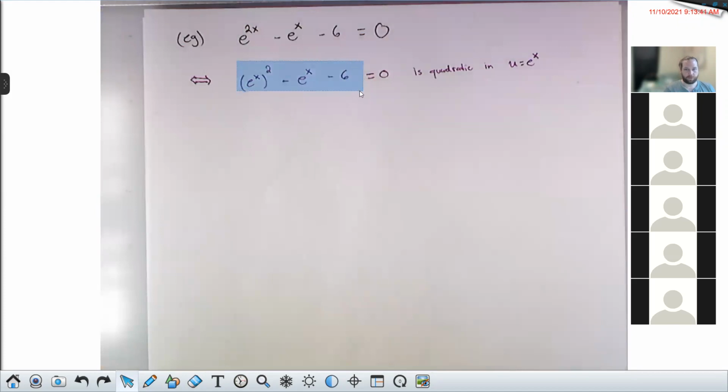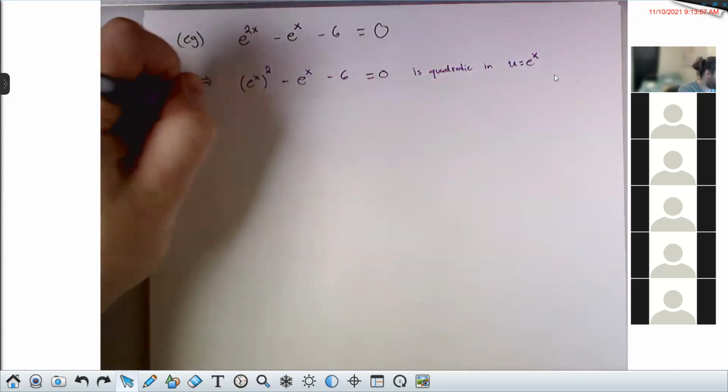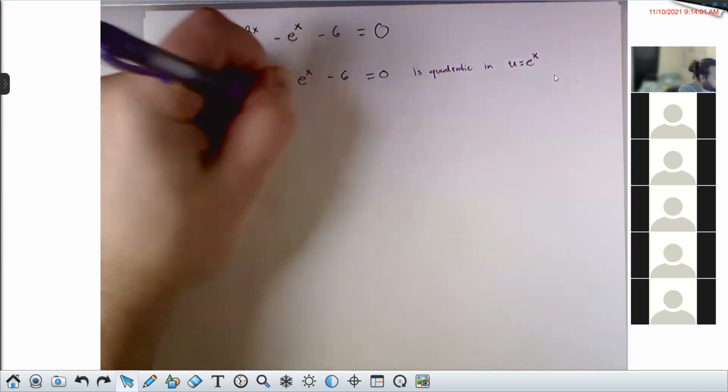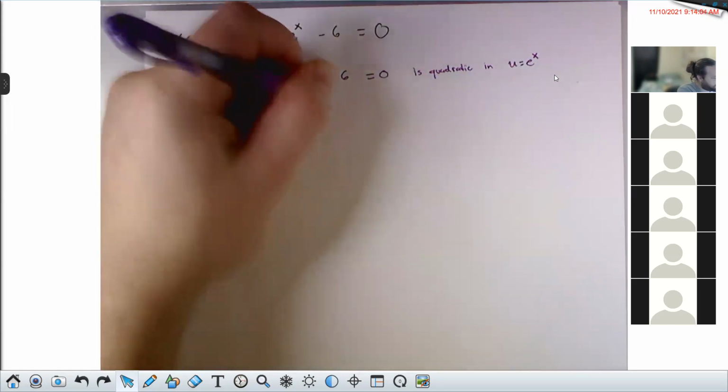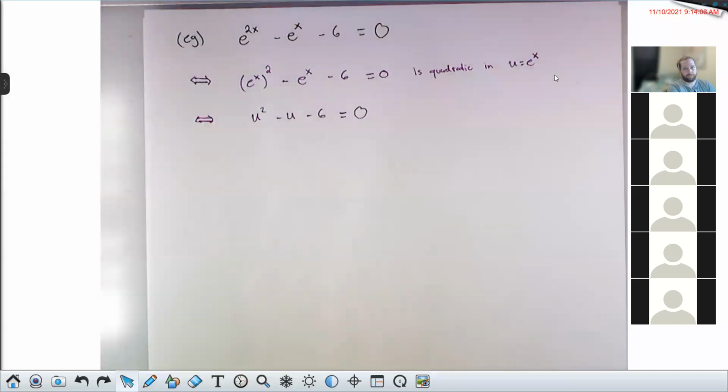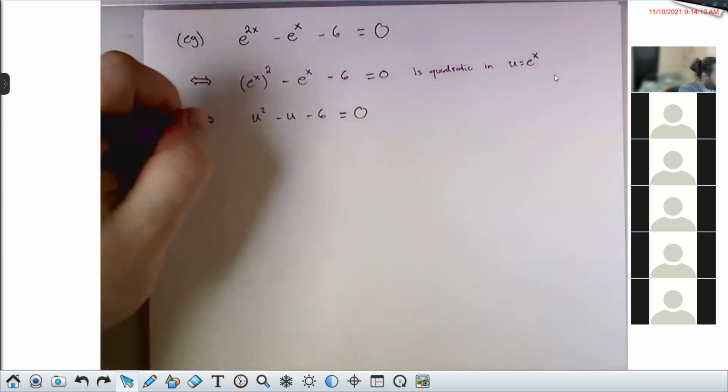Some people like to factor from here. If you see that, that's great. But I think a lot of people are a bit intimidated trying to factor something like this, even though it is secretly a quadratic. If you want to see it as a quadratic better, make this substitution. Because then you get u squared minus u minus 6 equals 0. And this is not hard to factor. This is u minus 3 times u plus 2.